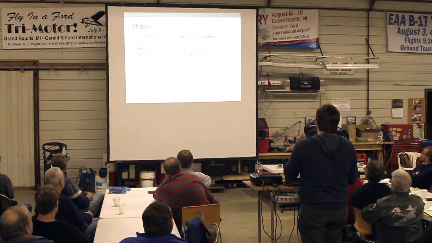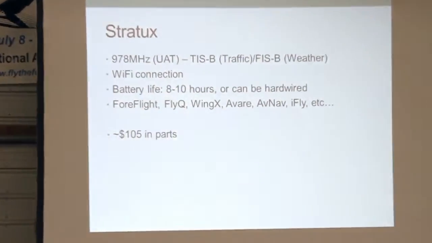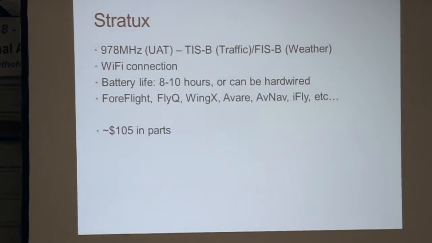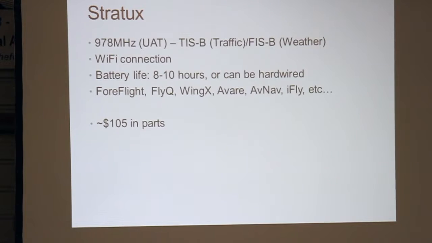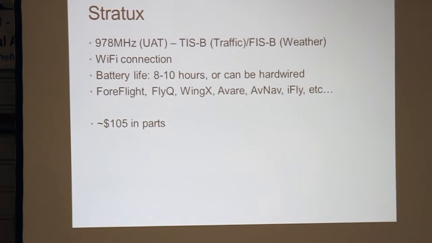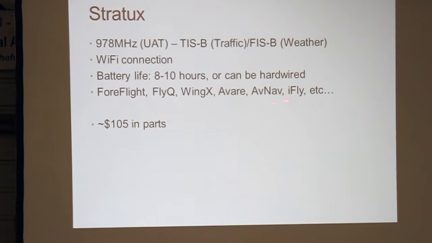Stratux, so this is your basic Stratux build. It just has the UAT, and so it gets you traffic and weather. Wi-Fi connection also, battery life 8 to 10 hours with the recommended Mashi battery pack. It's like $15. It can be hardwired also to ship power. Works with ForeFlight, not officially, but works very well. That's the one I'm using. FlyQ, WingX, AvNav, iFly, a few other ones. There's a big list, but the rest of them are all supported officially. And that's $105 in parts, all in.